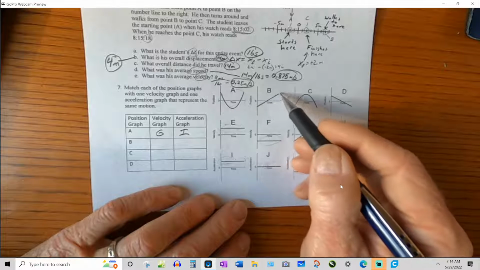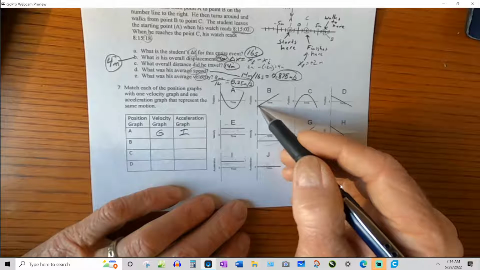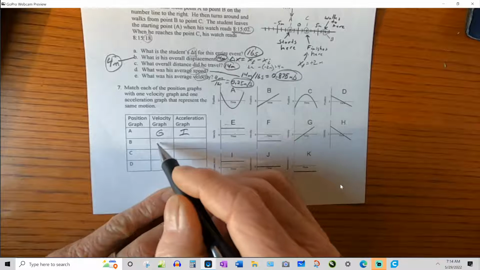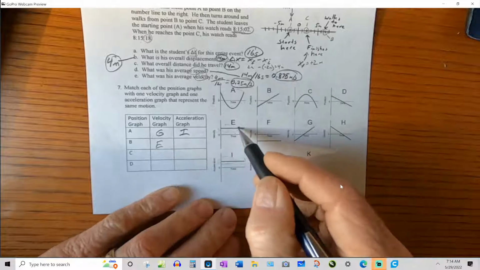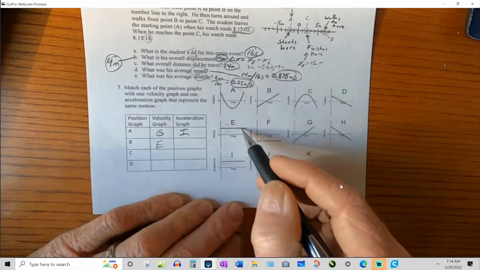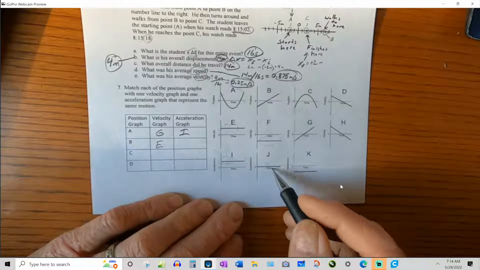Now B has a positive slope the whole time. So that tells us that velocity, and this is the same positive slope the whole time. It's going to be the same positive number the whole time. So B is velocity graph E. And since the velocity isn't changing, there's no slope here. That means there's no acceleration the whole time. So that's J.